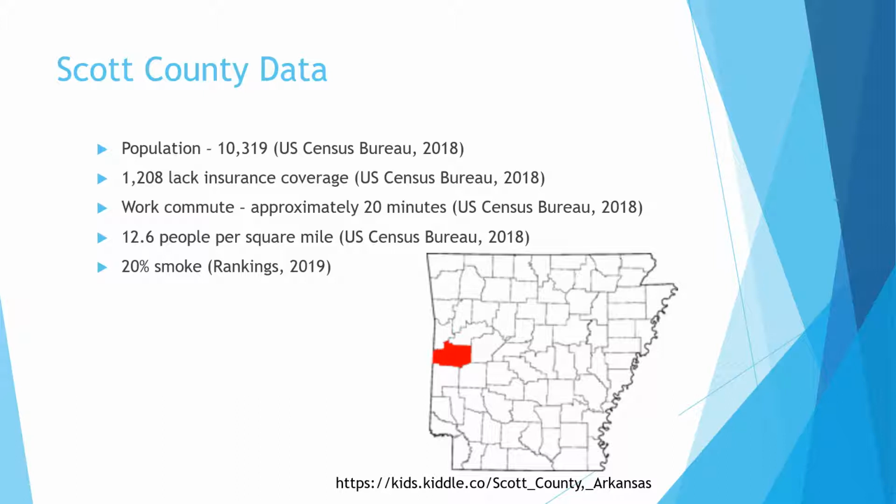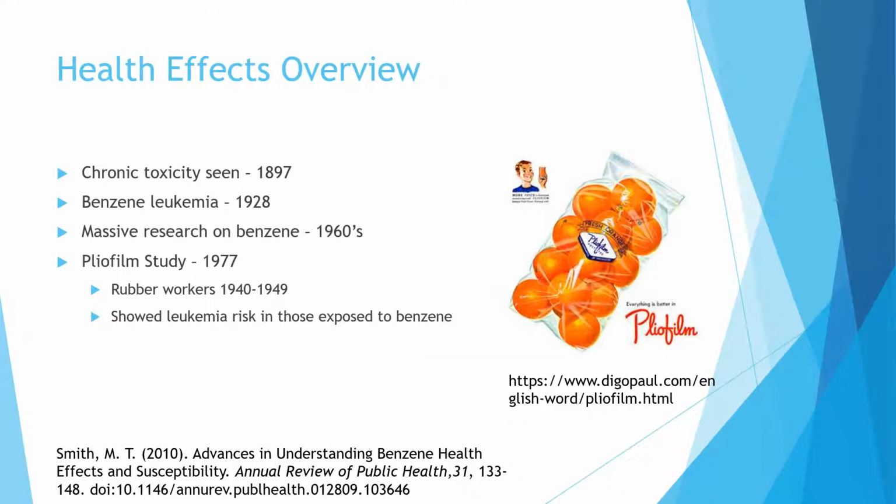The cars are probably a little lower on the list in Scott County, but the smoking is still very important and should be addressed. So now I'd like to discuss the history of the health effects of benzene. We've actually known about this chemical for a while, since the 1800s. In 1897, a scientist named Stentesson demonstrated that there was chronic toxicity from benzene in 9 different cases. He followed 9 cases, and he saw that benzene was not exactly good for them.